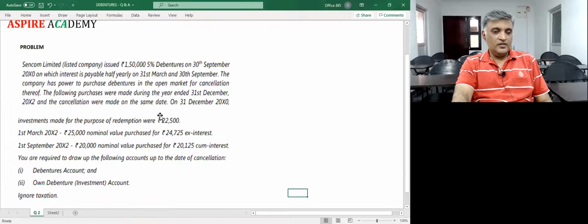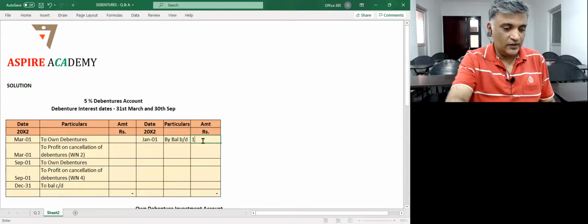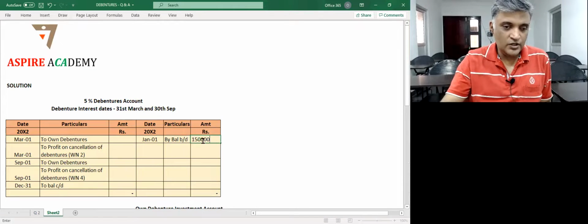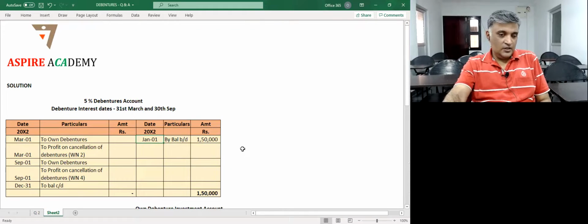So what is the year ending first? Is it April to March or January to December? It is 31st December for the year ended. So it's a calendar year. So what I do, 1st Jan 20X2 balance brought down, it will be 1,50,000. This is the value of debentures which is outstanding, right? So I'm going to put 1,50,000, which is the opening balance of the debentures.